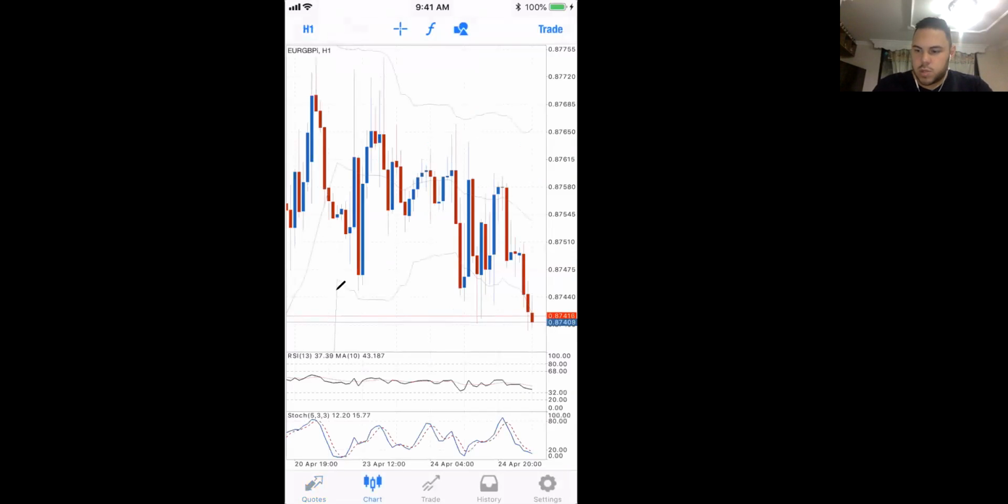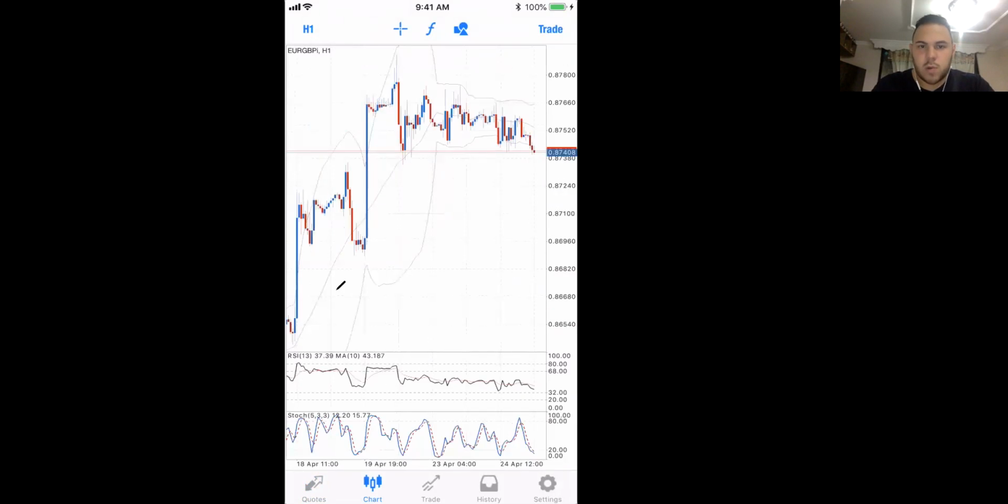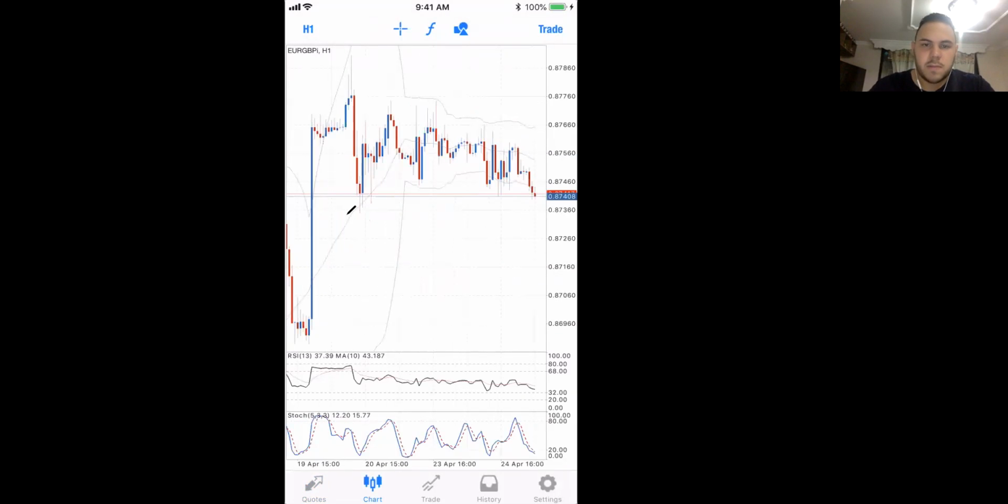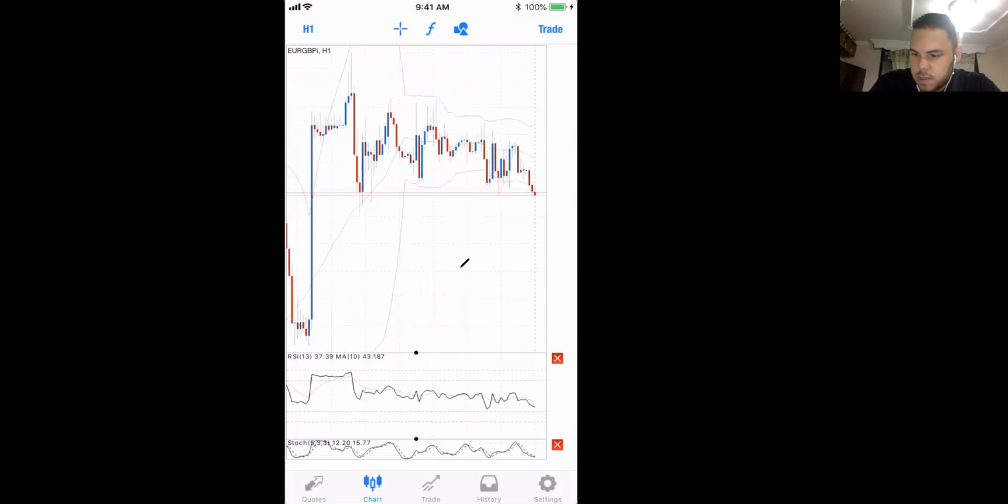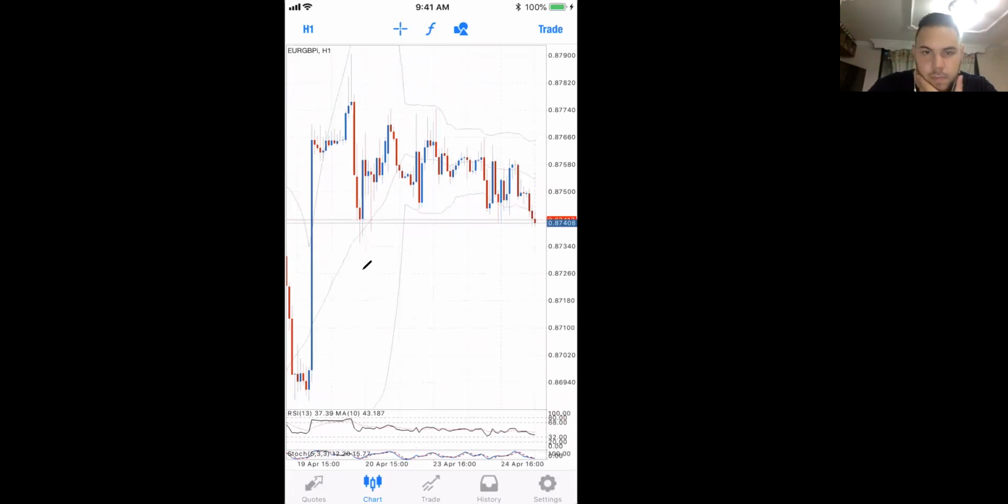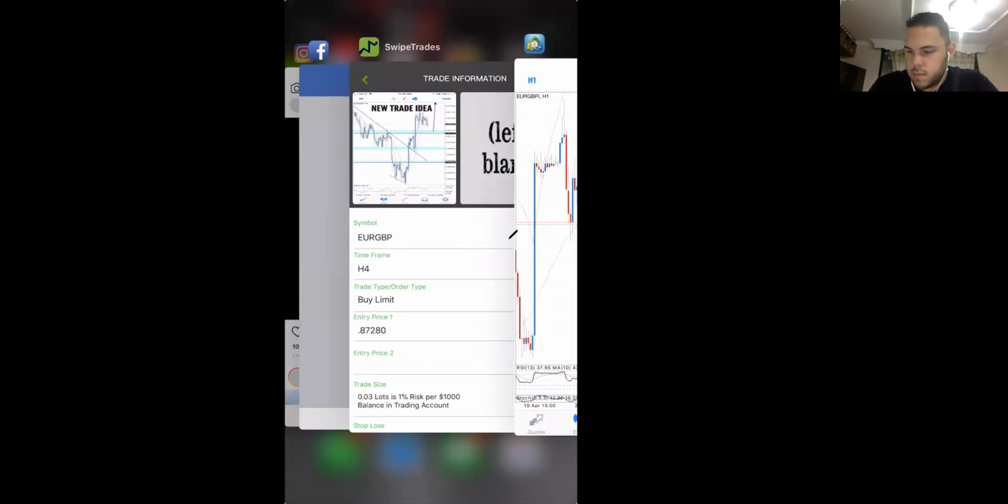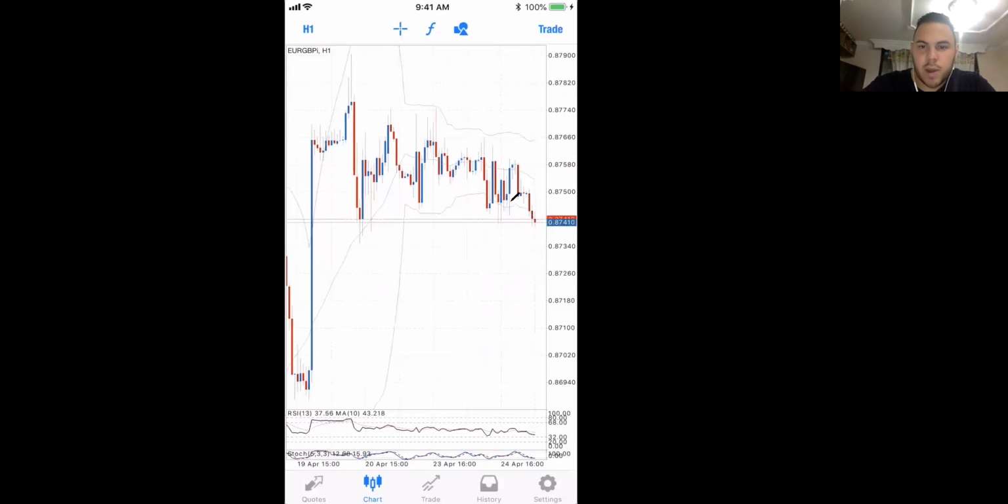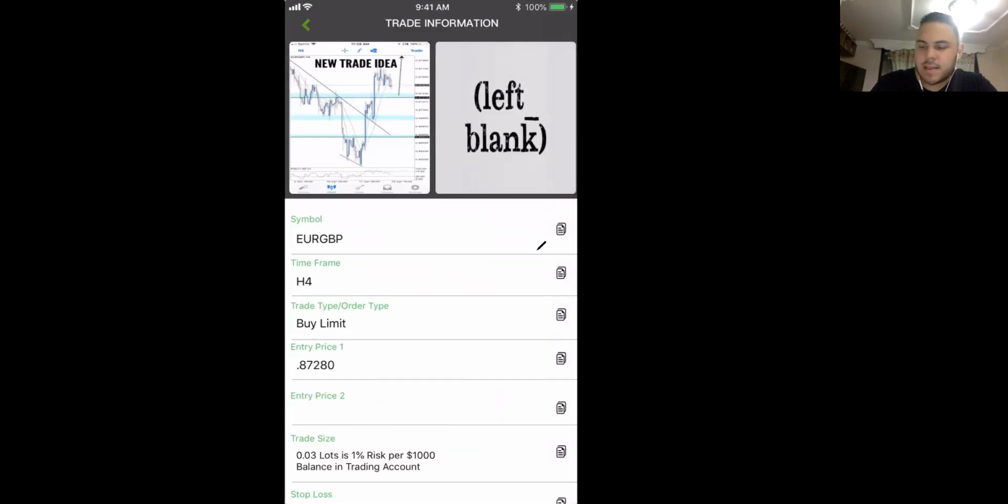And I'm going to try to make it smaller. Try to go to the 1 hour or 4 hour, something bigger, right? Let me put this smaller so you can see what they're seeing. Current price is 0.8741, and the entry price is 0.8728.